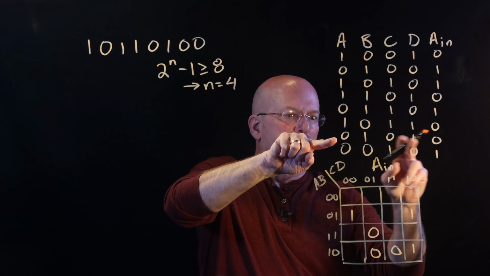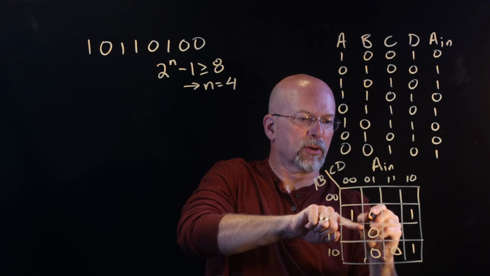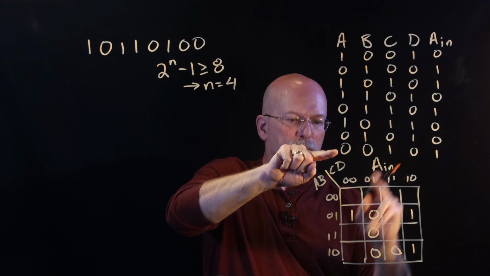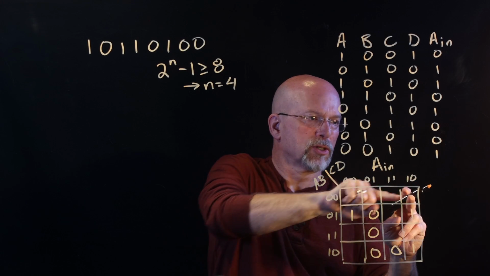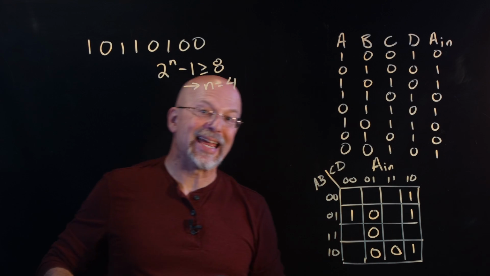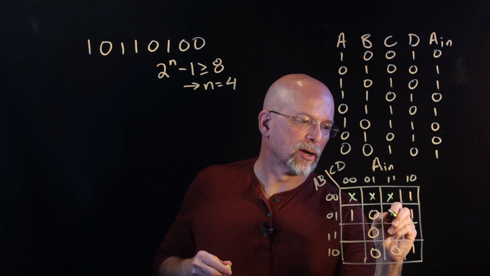Then we've got 0, 1, 0, 1. This cell right here gets a 0. And then the bottom row right here, 0, 0, 1, 0. This guy gets a 1. All right. Everything else is a don't care. All the rest of these cells are don't cares.